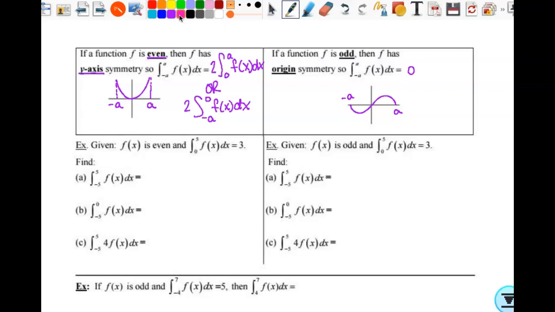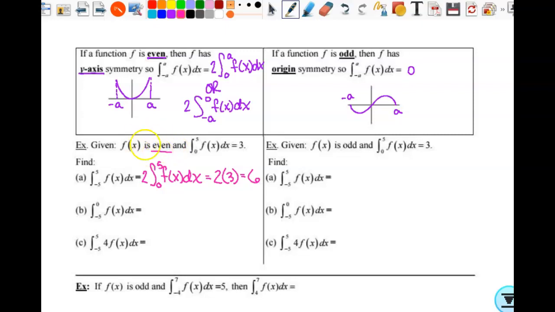All right, so this says we're given f of x is even. So if it's even, it has y-axis symmetry. And we know if we integrate from 0 to 5 of f of x dx, we get 3. Okay? So then the integral from negative 5 to 5 of f of x dx is equal to 2 times the integral from 0 to 5 of f of x dx. And then that's going to give me 2 times 3, which is 6. Are you okay with that? No? Ask me a question.